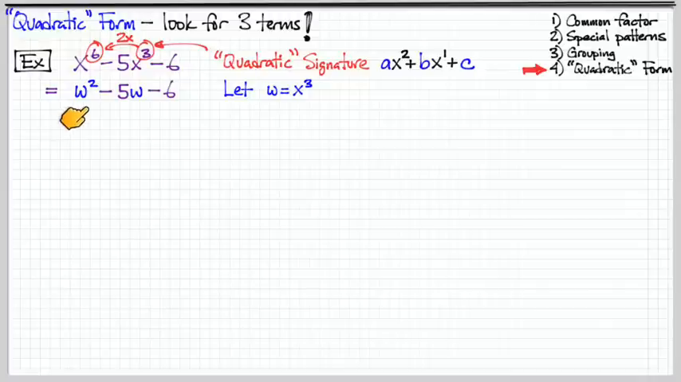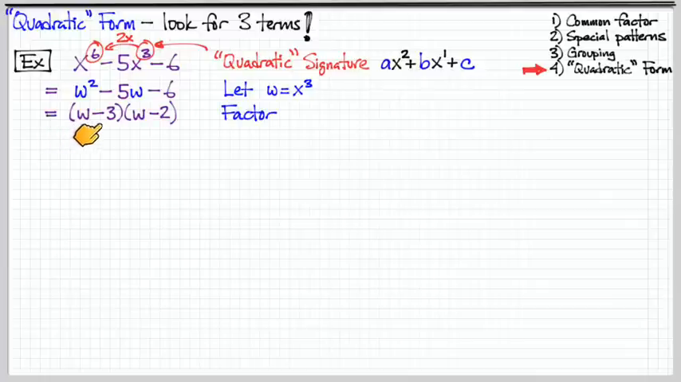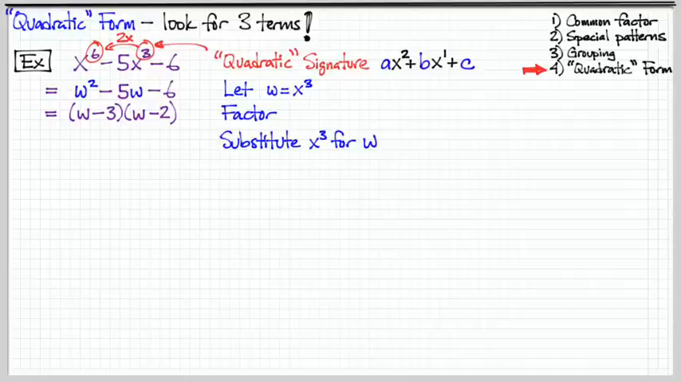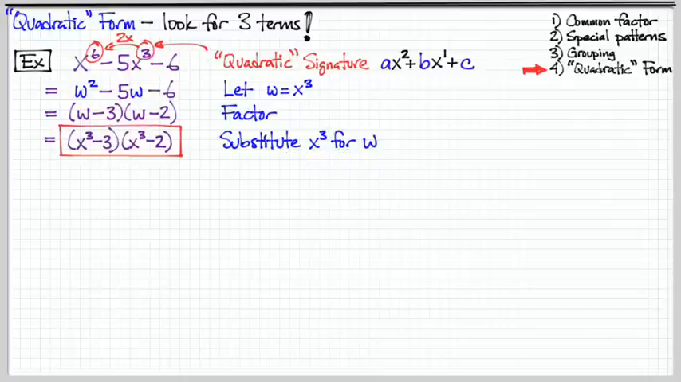And now we have something in clearly quadratic form, and we can think about, can we factor this? And yes, we can. This is a straightforward one to factor, w minus 3, w minus 2. Now we're not done. We need to substitute back. Every place where we see w, we're going to replace it back with x to the 3rd. So we do that, and we're done. We don't have any opportunities to continue factoring this down.